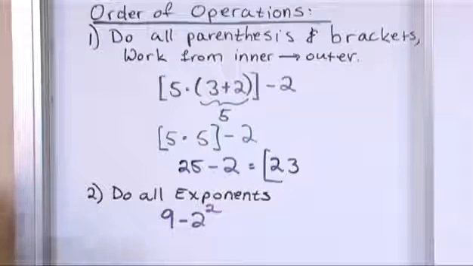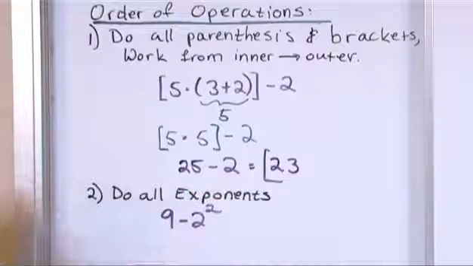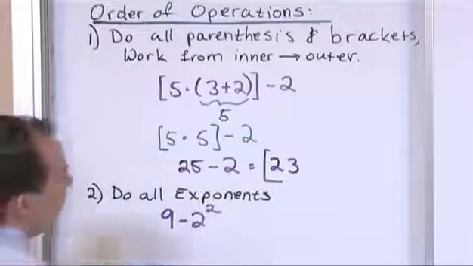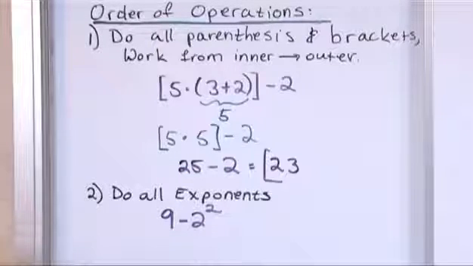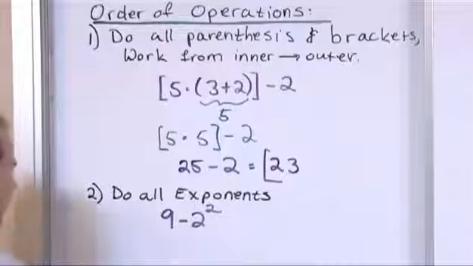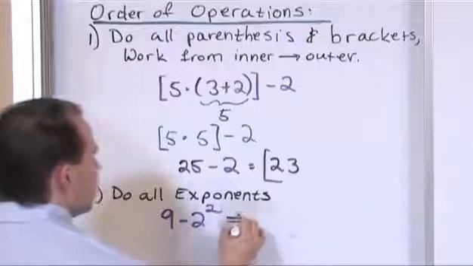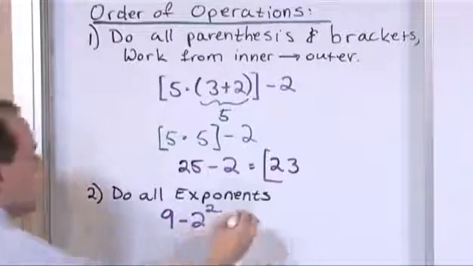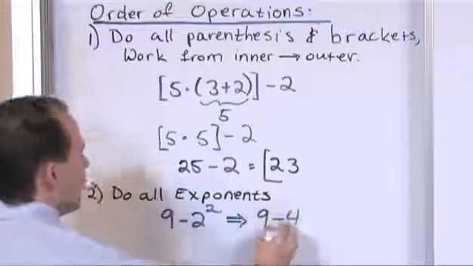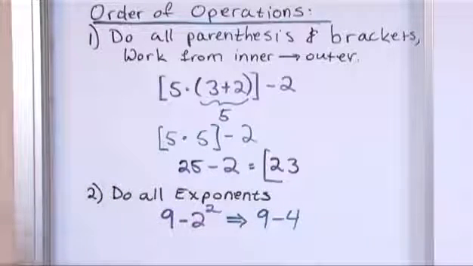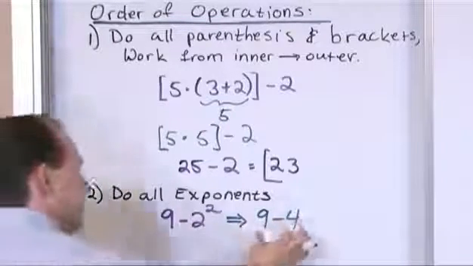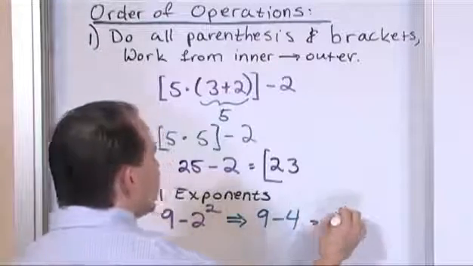You have to do exponents before you ever do any addition or subtraction, because addition and subtraction are going to come way down here at the bottom. So the next thing you do, as far as your order of operations, is do this exponent. So you just make it 9 minus 4, because 2 squared is 2 times 2, and that's 4. And then, of course, now that you have a simple subtraction problem, you could just say that's equal to 5.